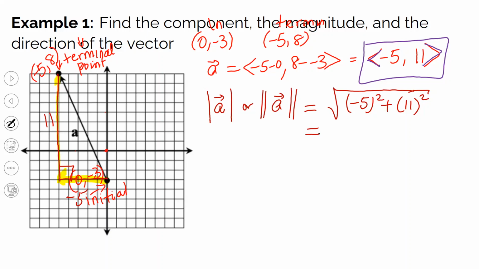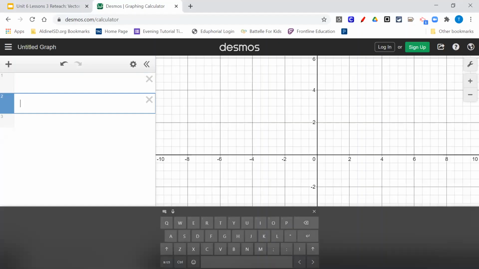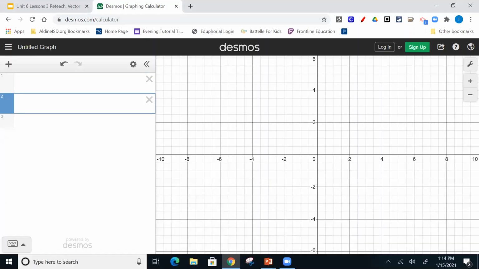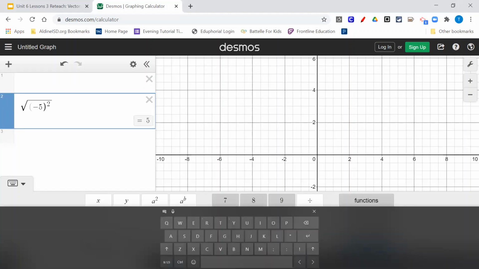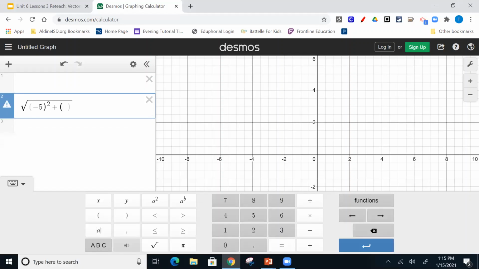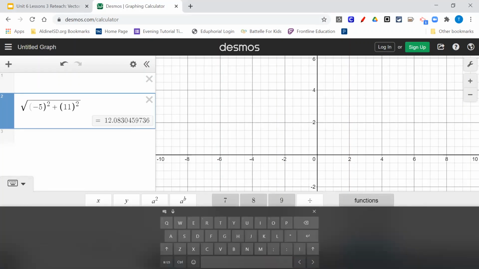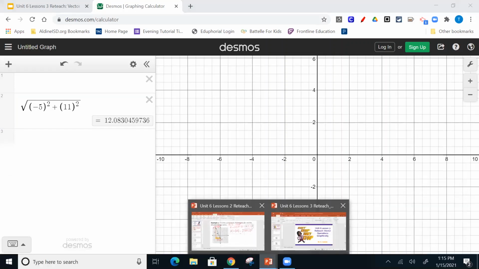If you stick that into your calculator, please use Desmos. You can just type directly on Desmos. You can just type square root of, so you don't even need to solve it one by one. You can just say square root of (-5) squared plus 11 squared. I'm just showing how easy this is. And that's it, 12.08. So that's the magnitude of our vector. So let's go back now to our vectors.